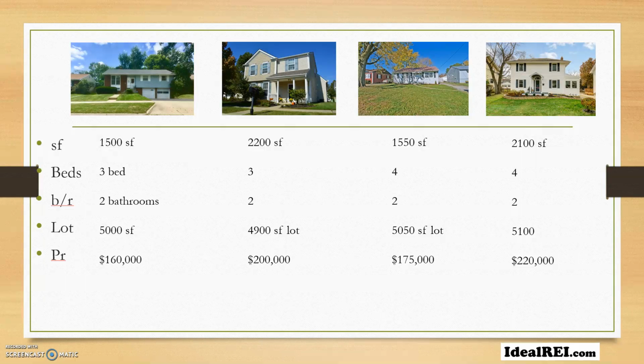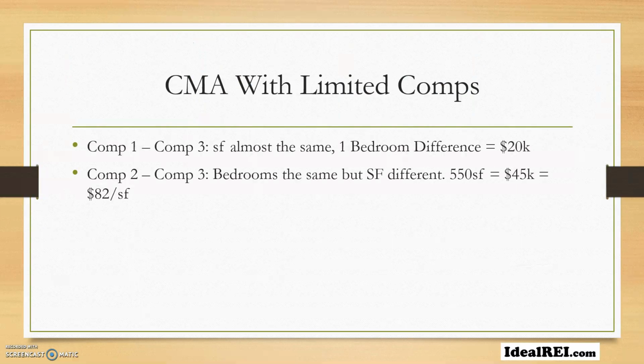I see comp 2 and comp 3 have the same number of bedrooms and bathrooms, and the key difference between the two is the square footage, 1550 versus 2100. So I might look at these two and say, what's the difference in price and what's the difference in square footage? And there's a 550 square foot difference, and there's a $45,000 difference in price, which is just under $82 a square foot. You do this across a few properties and you can find out that if all things are equal, the difference in square footage is worth about $82 per square foot.